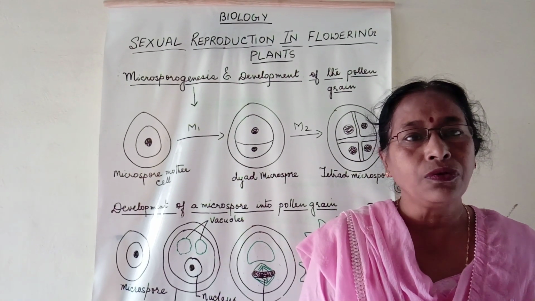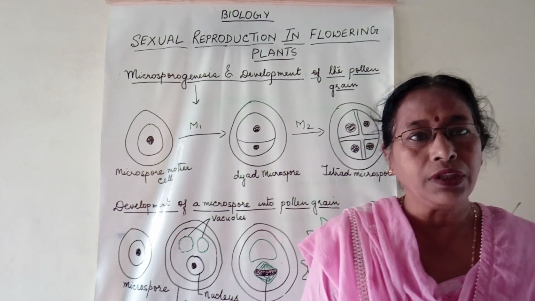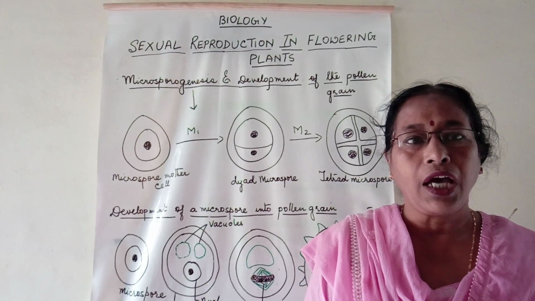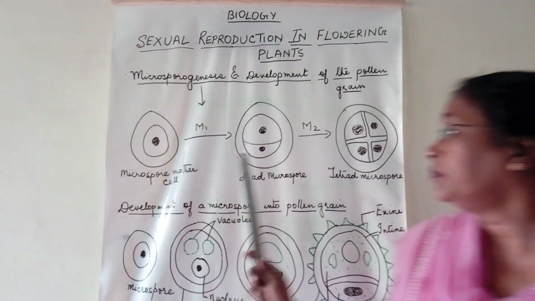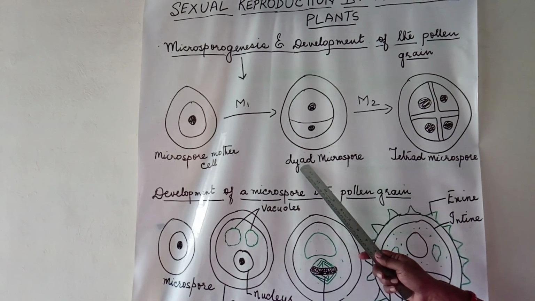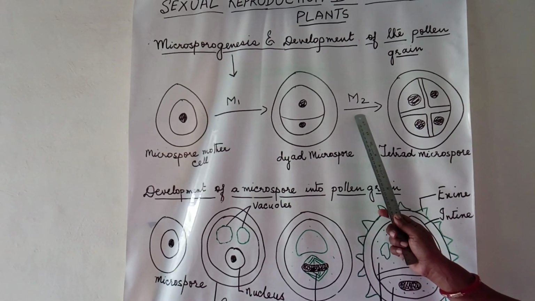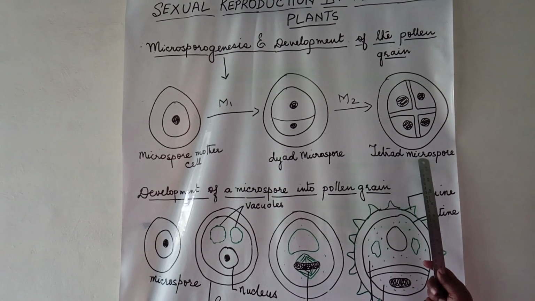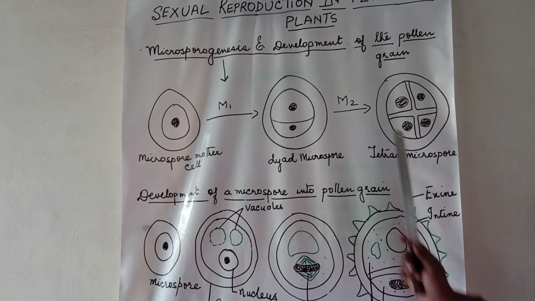First of all, we must know what microsporogenesis is. The formation of the pollen grains from the microspore mother cell, or the pollen mother cell, is known as microsporogenesis. A microspore mother cell divides meiotically and forms a dyad of microspores. The dyad again undergoes a meiotic division and forms a tetrad of microspores. The microspores, or the pollen grains, are attached to a common wall of the tetrad.